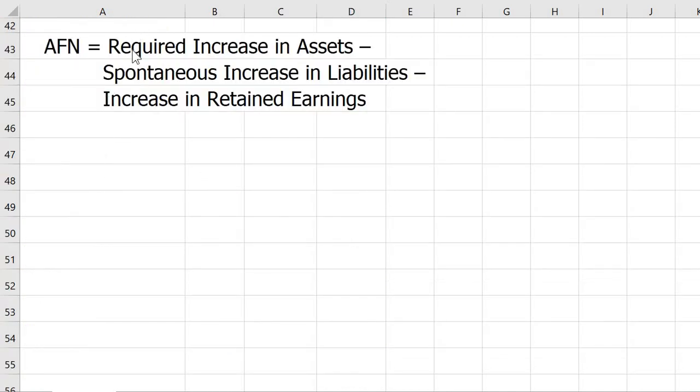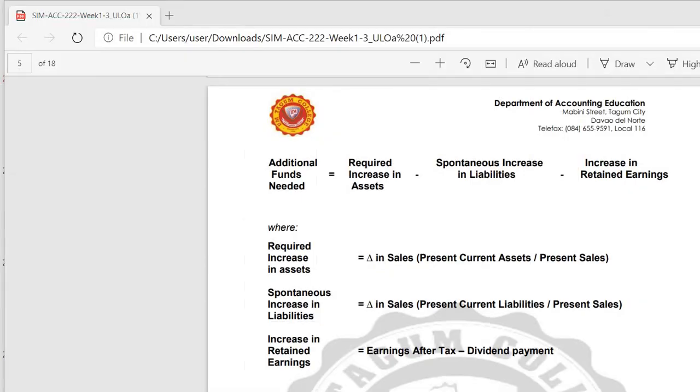So, this is the formula on how to compute your AFN. If you are using this formula, you no longer need to prepare the income statement and the statement of financial position or balance sheet. You can just shortcut it if the question is only about computing how much the additional financing is. Specifically, this is the computation: your additional funds needed is your required increase in assets minus spontaneous increase in liabilities minus increase in retained earnings.